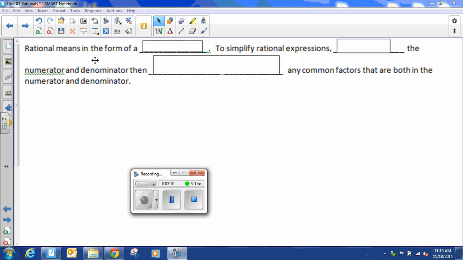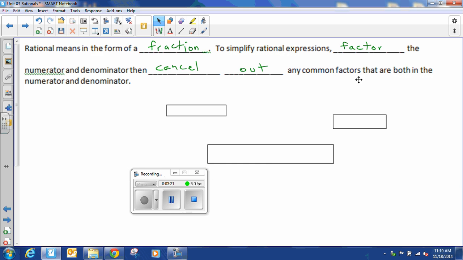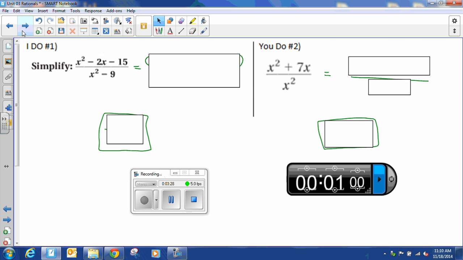So essentially, rational means in the form of a fraction. So to simplify rational expressions, we must factor the numerator and denominator, then cancel out any common factors that are in both the numerator and denominator, exactly like we did with the integer fractions. So what we're going to deal with today are fractions, but with polynomials in the numerator and denominator. So here we have a trinomial, and we have a binomial down here.